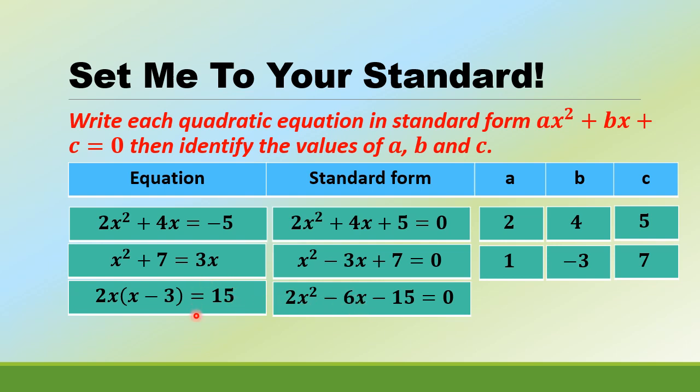And then, ano mangyari kay 15? Adding both sides by negative 15. So, 15 minus 15 sa right side, magiging 0 na siya. So, we have the standard form of 2x squared minus 6x minus 15 is equal to 0. So, what's the value of A? Okay, that is equal to positive 2. Value ni B, that is equal to negative 6, correct? And ang value ni C, that is equal to negative 15.